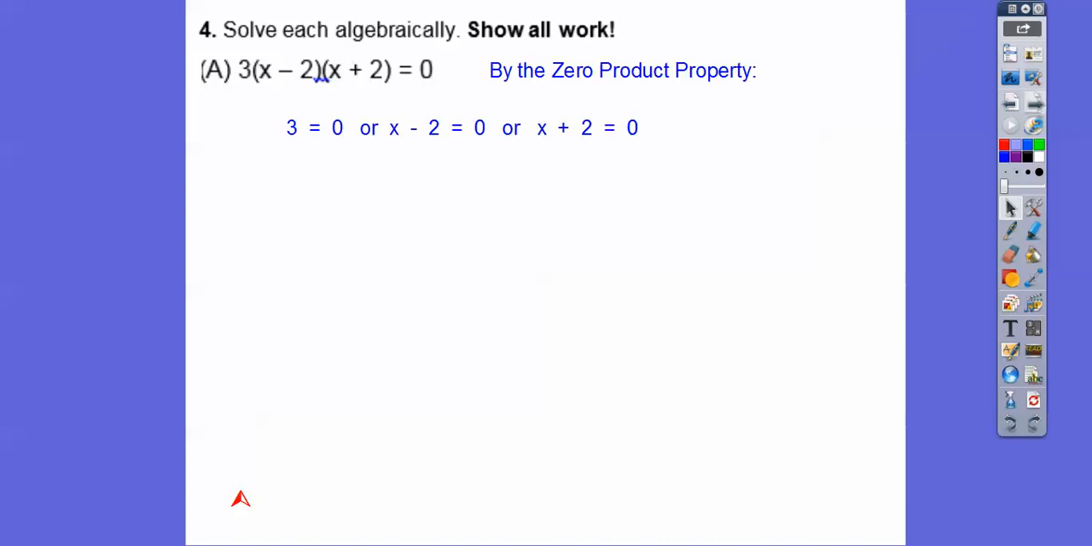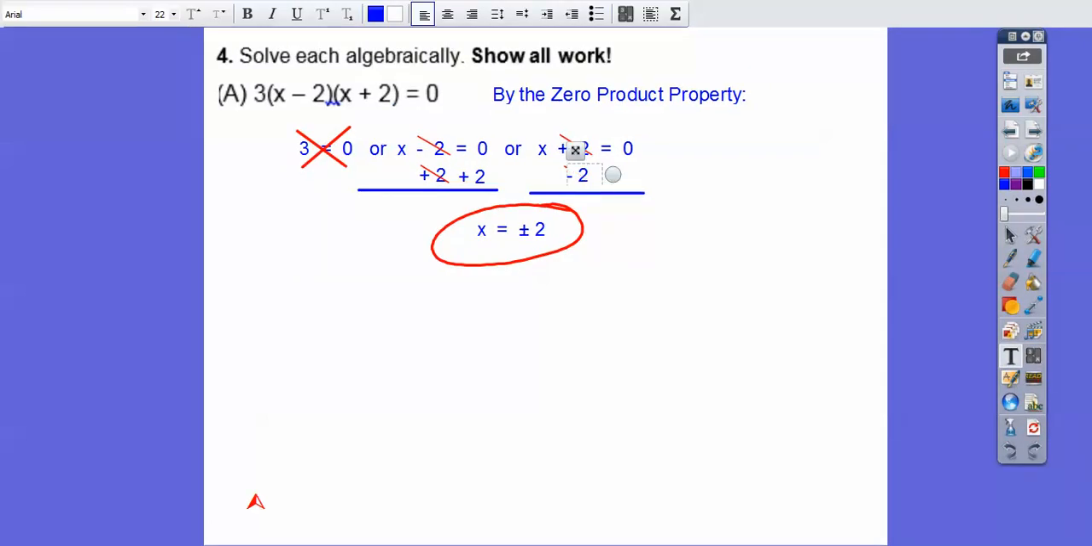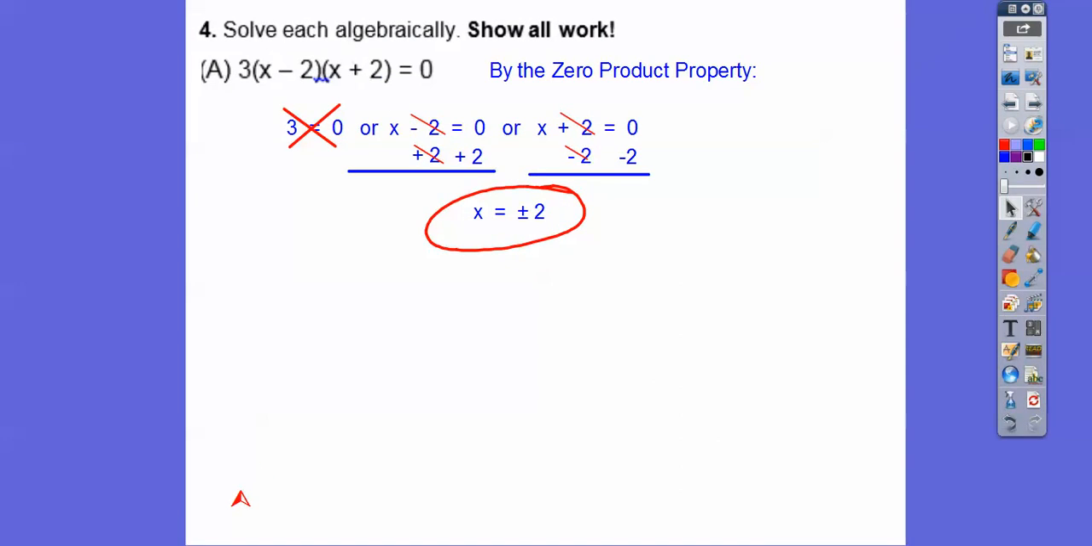Okay, so we set all of these factors equal to 0 by the zero product property, and then we just start solving for x on those guys. So I get, whoops, I forgot to write -2 over here. There should be a little -2 on this side also, so -2. So anyways, I get 2 from this one, I get -2 from this one, and 3 doesn't equal 0, so I disregard setting the constant, the number, equal to 0.